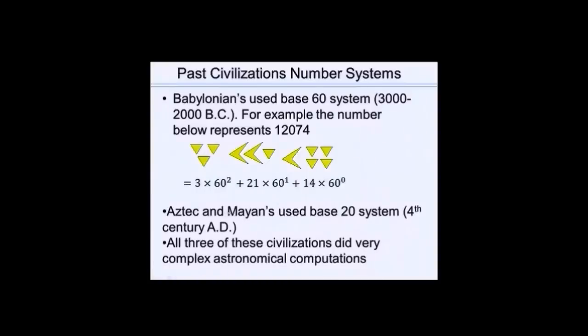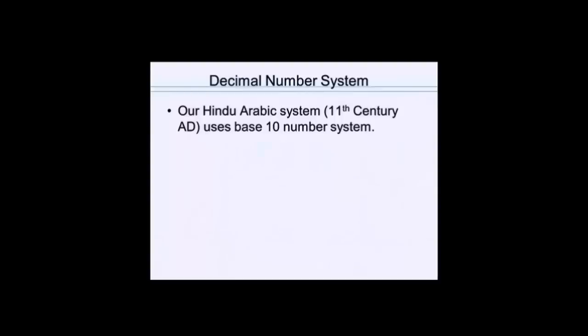The Mayans, as the Aztecs, wrote the numbers up and down as opposed to sideways, and they used a base 20 system around the 4th century AD. All three of these old civilizations did very complex astronomical computations using their number systems. So to understand our decimal number system, we have to know that we're looking at base 10 and groupings of 10. Our decimal number system is sometimes referred to as the Hindu-Arabic system, and Bhaskaracharya has been credited with cataloging this system, the base 10 system.